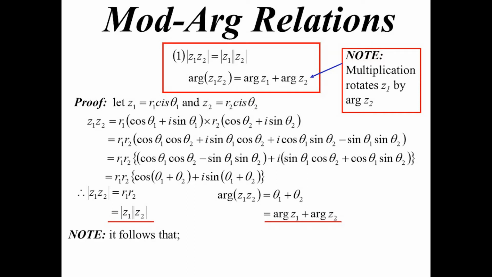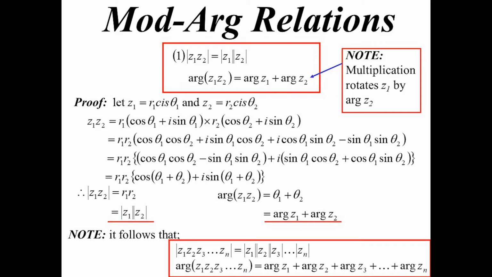So then logically follows, if I had several things multiplied together, z1 times z2 times z3 times z4 and so on and so on and so on, I could just multiply each of the individual moduli together to work out the modulus of the answer. And with the arguments, I would just add each of the individual arguments together to come up with the answer.